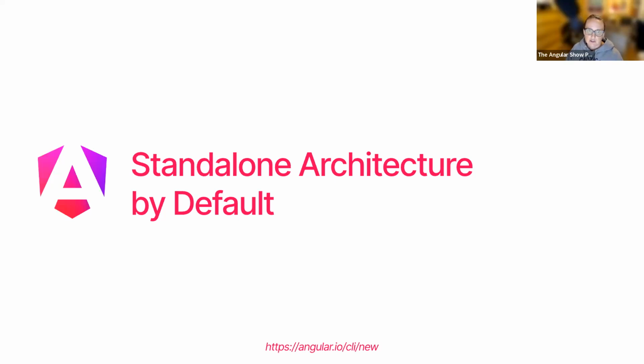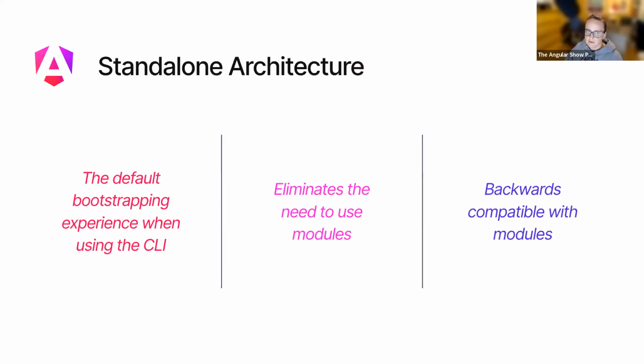Another thing we get in version 17 is standalone architecture by default. So back in version 15, we got standalone components in stable release. Previous to this, there was a concept of Angular modules. Modules were very hard for people to understand. Essentially, they were trying to provide all of the ingredients the component needed to render. The problem is it was a completely separate file, and it was really kind of confusing for people to understand how to chain those together.